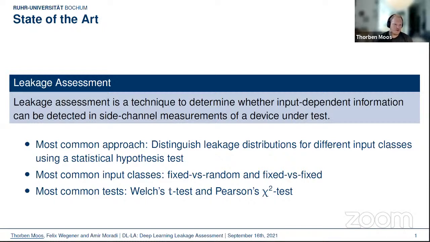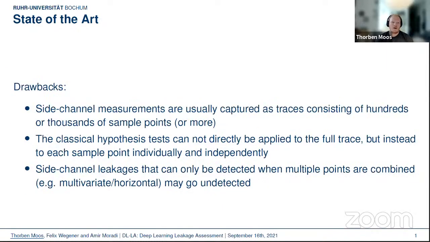The most common approach to do this is trying to distinguish leakage distributions for different input classes using a statistical hypothesis test. And the most commonly used input classes for that are fixed versus random and fixed versus fixed. And the most common statistical hypothesis tests are the Welch t-test and the Pearson's chi-square test. These classical tests have been used for many years in the side channel community, and they are a great tool for many purposes. However, they also have some drawbacks.